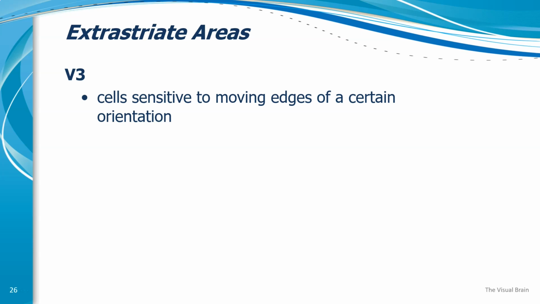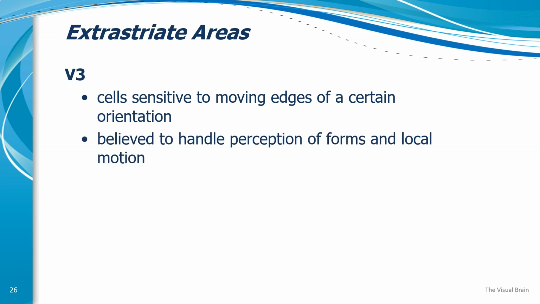Now, I did briefly mention area V2. I didn't go into a lot of detail. I want to move on to area V3. If we probe cells in area V3, we find that these cells are sensitive to moving edges, having a certain orientation. But what does that actually mean? What are these cells actually doing? Well, they're believed to handle perception of forms and also local motion. Local motion as opposed to global motion.